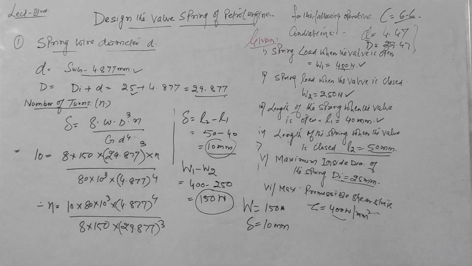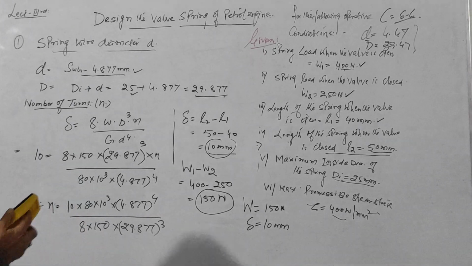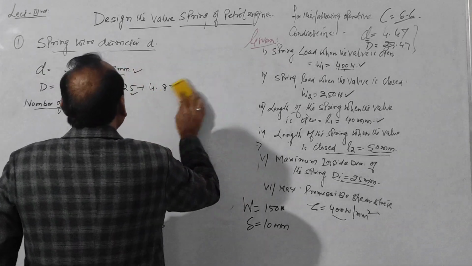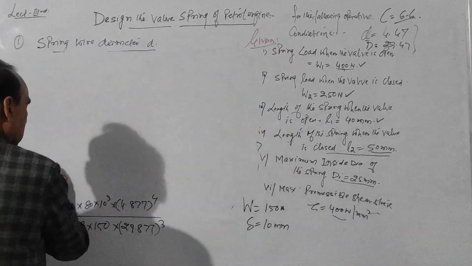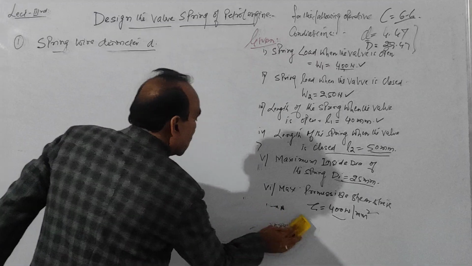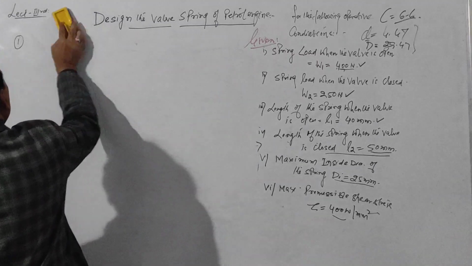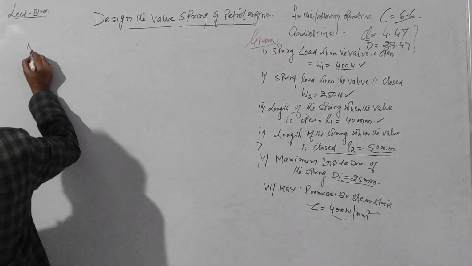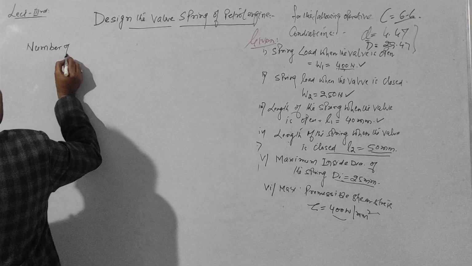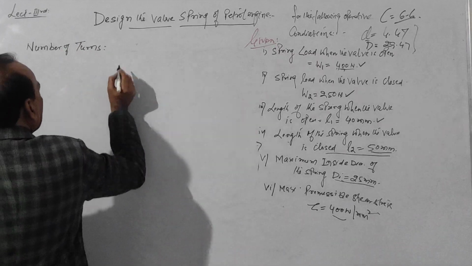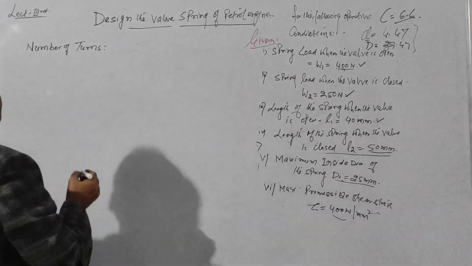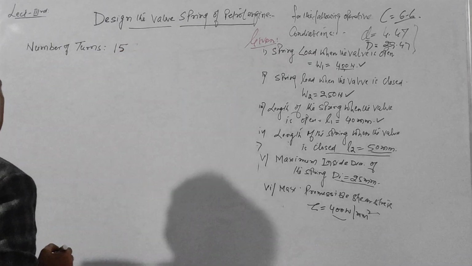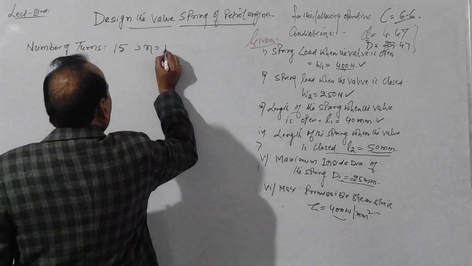So this is 14.14. So therefore N is equal to 14.14, so you can say you can take 15, right? So N is 15. Ye calculate kiya aapne, N 15.